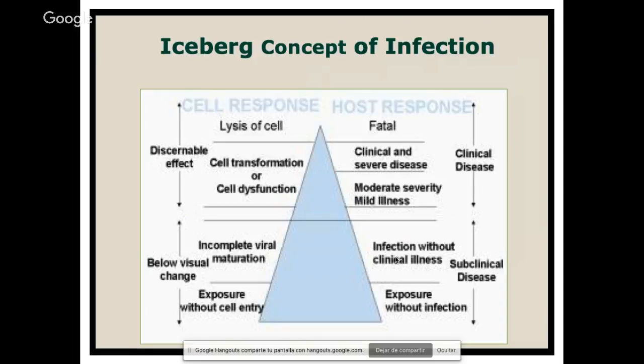And we have a concept that is the iceberg concept of infection. This is when we have the exposure without cell entry, or we have exposure without infection. Then we have an incomplete viral maturation, or we have an infection without clinical illness. Then we have the cell transformation or cell dysfunction, or the clinical and severe disease, or moderate severity illness. Then we have the lysis of the cells, and this could be fatal for the patient.